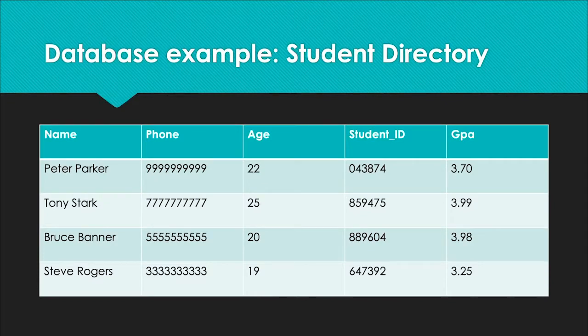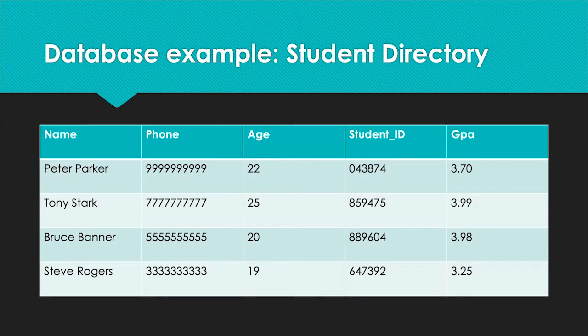Here's an example of a database. You can think of a database kind of like an Excel spreadsheet. So you can see at the top of it, there's a row that has name, phone number, age, student ID, GPA. So this would be a database, an example of showing a student directory. So under the names, you've got a few different examples: phone number, age, student ID, GPA. The database holds all this information, and it's the server's responsibility to be able to call that information.